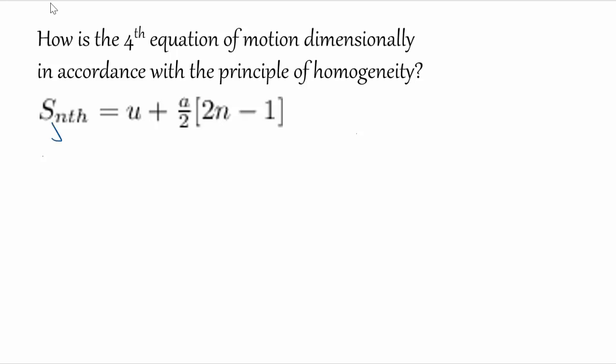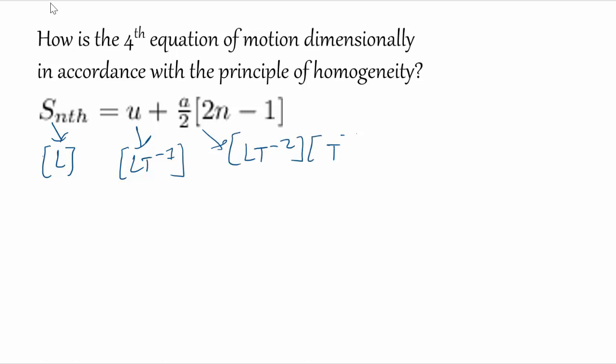Because in plain sight, we just see that S, that stands for distance traveled in the nth second, the dimensions would be length, and here we have initial velocity with the dimensions LT minus 1, and here we have acceleration times n, so on the whole you would have LT minus 2 times T, and n standing for the seconds.